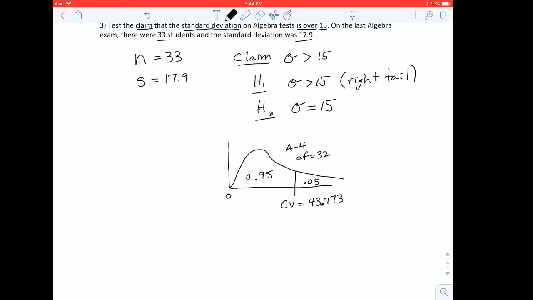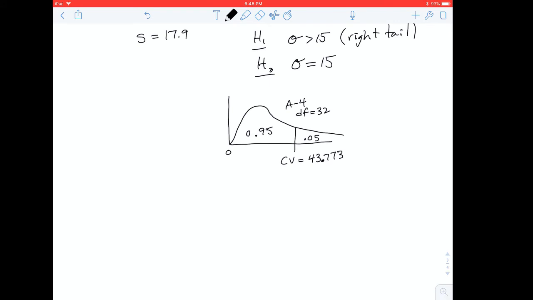And then for the test statistic, this one is not in the calculator. There's very, very few that aren't in the calculator. This is one of them. But the good news is it's a very small, easy formula. You just take degrees of freedom, then the sample standard deviation S, square it, the number from the claim, and square it. So that would be degrees of freedom is 32. And then S is 17.9, square it. The number from the claim is 15, and square it.